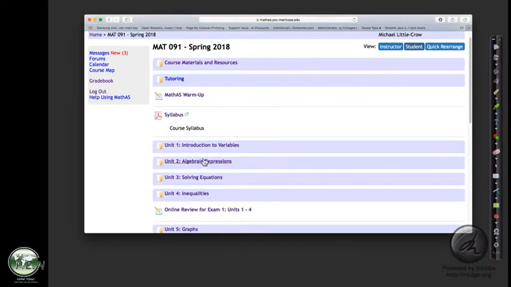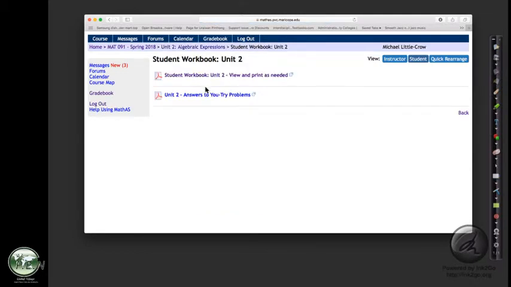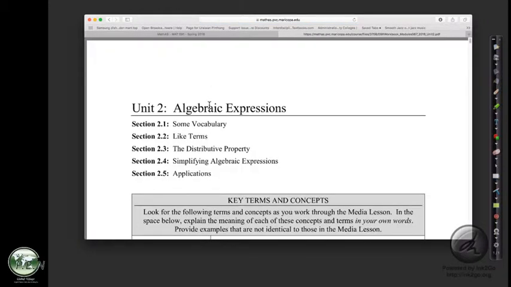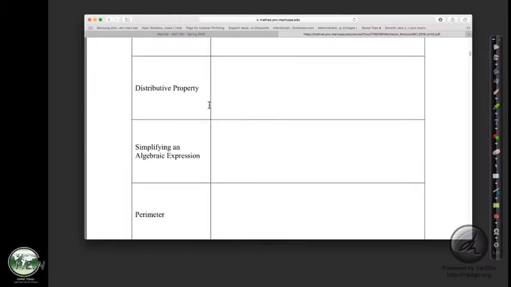Okay. Algebraic expressions. I'm going to go to the student workbook. And we're going to just go into the workbook. And sometimes, I know that I go through it in class and then you go later and then you can't remember how to get to where I got to. The video might help you seeing where I'm at.